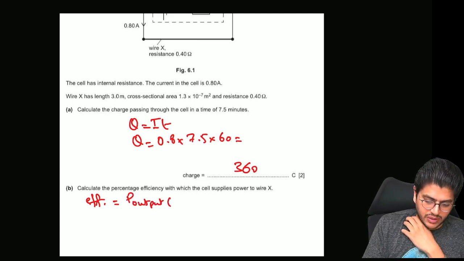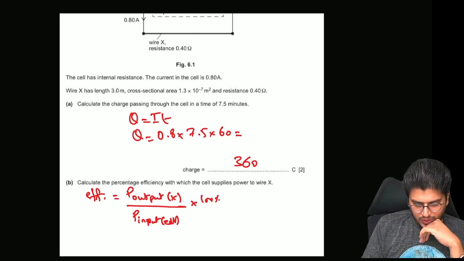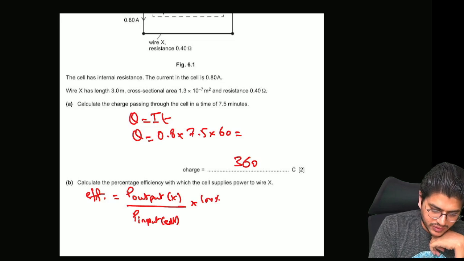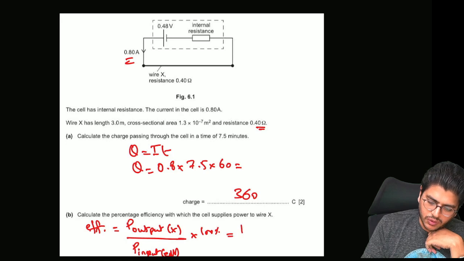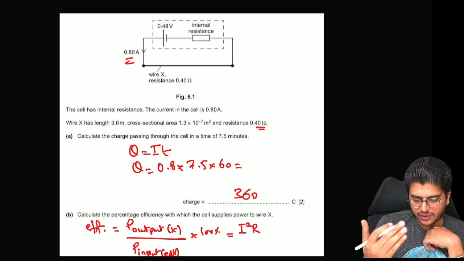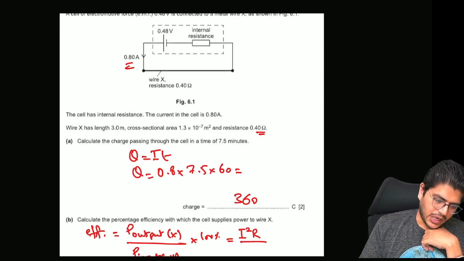So this is going to be the power in wire X over the power input. This is the power supplied by the cell into 100%. Okay. Now we have the current, which is 0.8. Do we have the resistance of wire X? We do. So can I use the formula I squared R? Because I have the current and I have the resistance, divided by the power supplied by the cell.